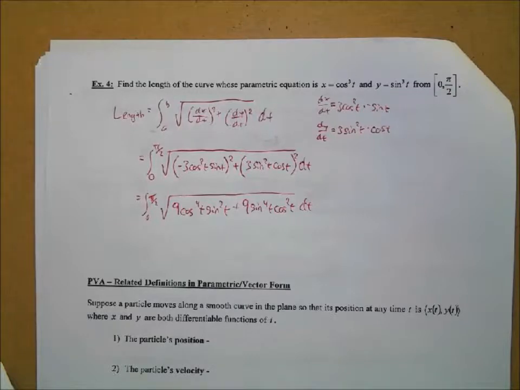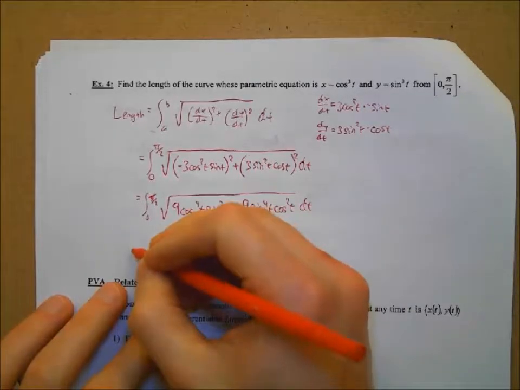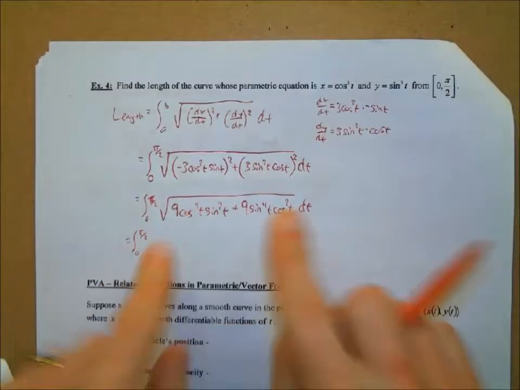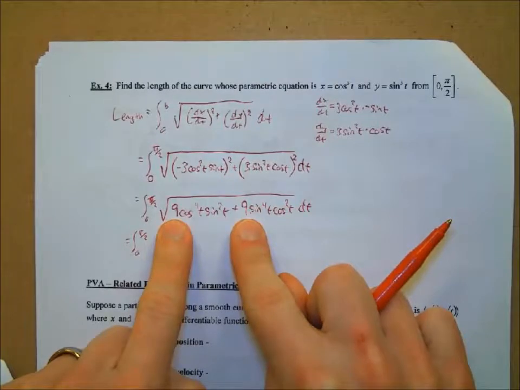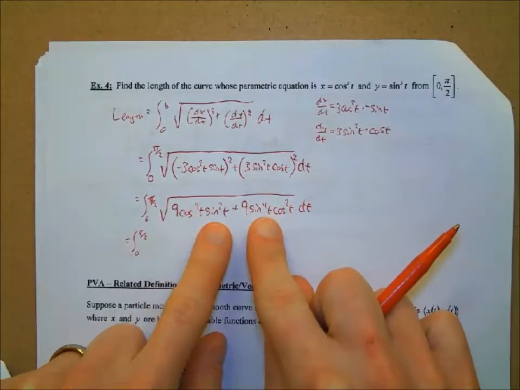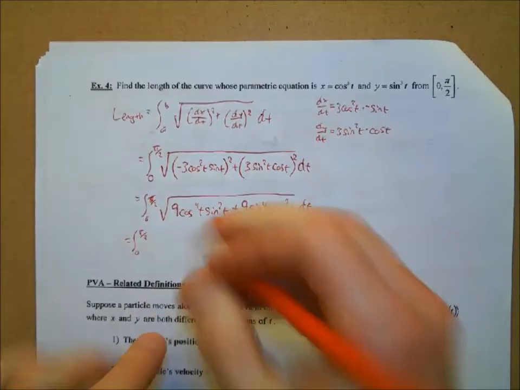Now, any ideas about what we can do from here? That's it, done? Not quite. There's a GCF. What's our GCF we can factor out here? So we can factor out a 9. They both have a 9. They both have a cosine squared and a sine squared. So we'll factor out that.